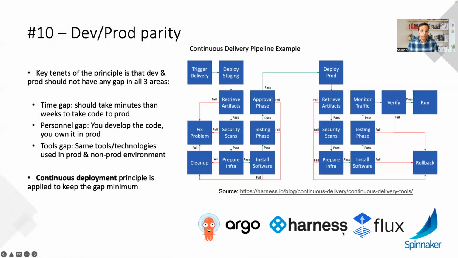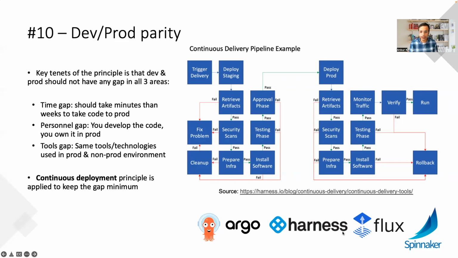The 10th principle, very important, and I've taken a reference from Harness, and I like this view where it's talking about how the dev and production environment should be in sync. Typically, the principle says that you can have a time gap, where you are taking a long time to create an environment, or you can have a personnel gap where you don't have the knowledge of people about how the dev and production environments are configured, or there's a tools gap. You might be using some other technology in production and some other technology in dev. That is where you need to avoid, and CD pipeline or continuous delivery principles ensure that.